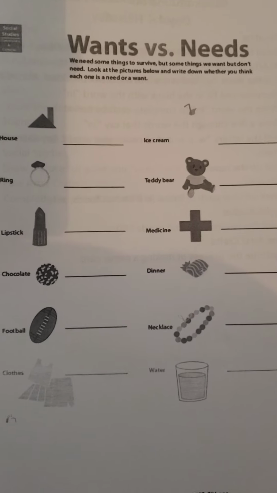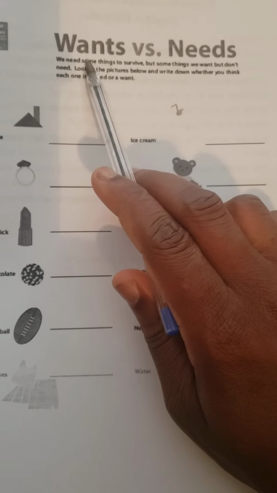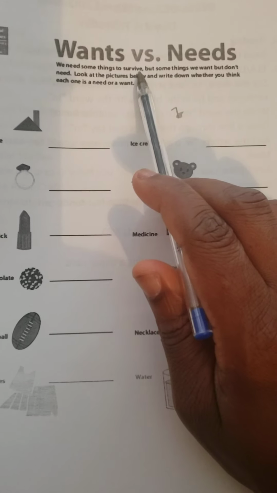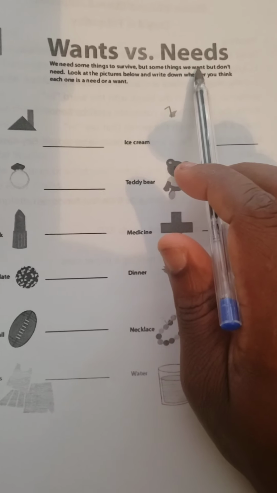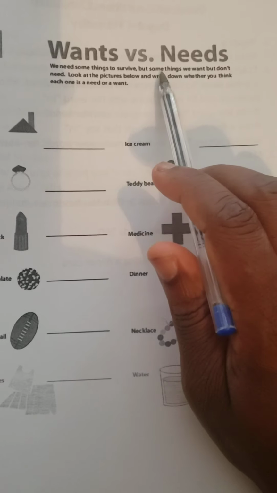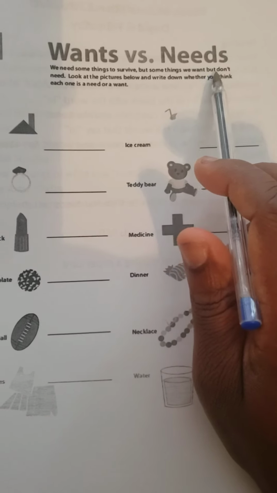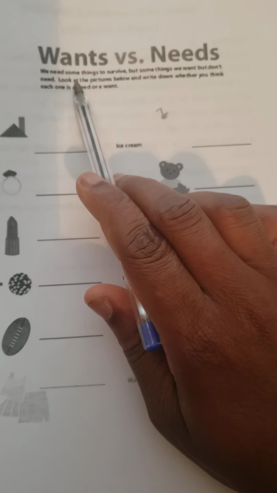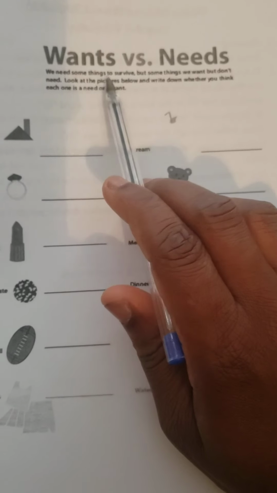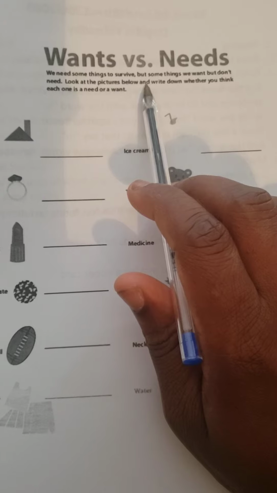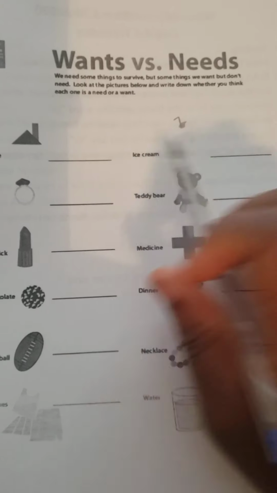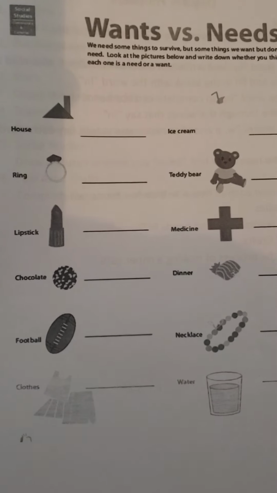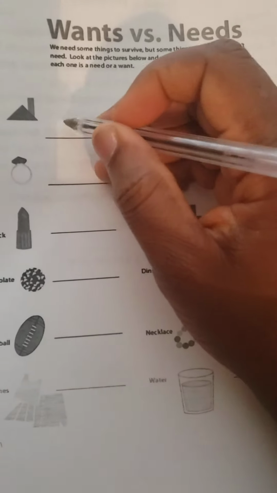Alright, for our wants and needs, you're going to need some things to survive, like I already discussed with you. But some things we want but don't need. There's some things we want but we don't really need them. Now you're going to look at the pictures below and write down whether you think each one is a need or a want. Now this is a house. Would that be a want or a need? That would be a want.